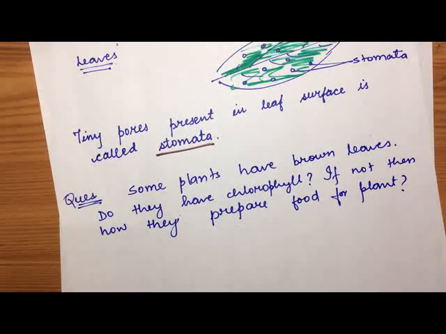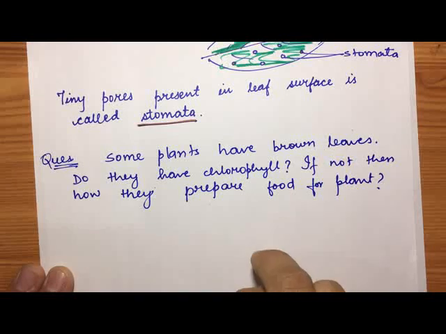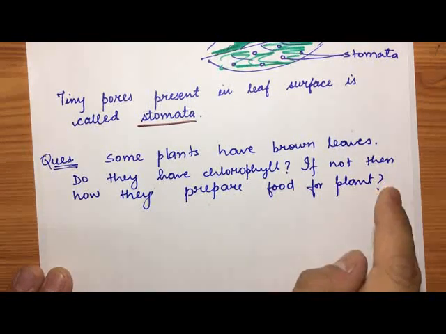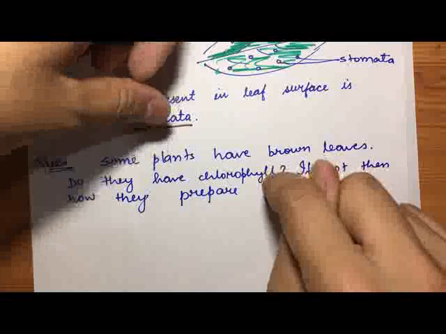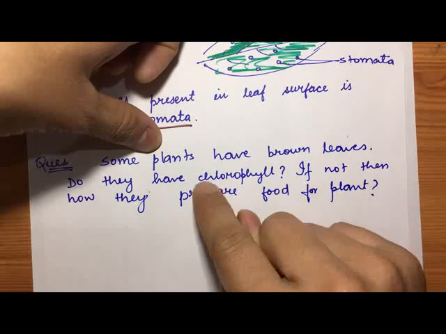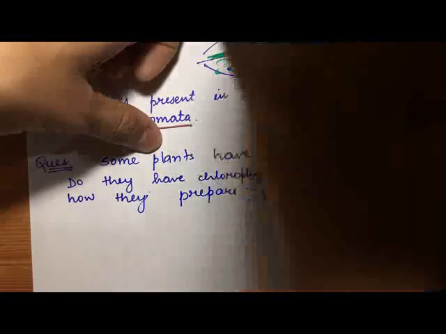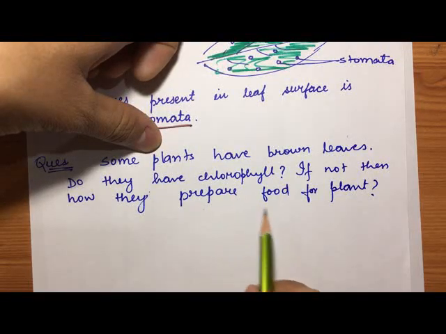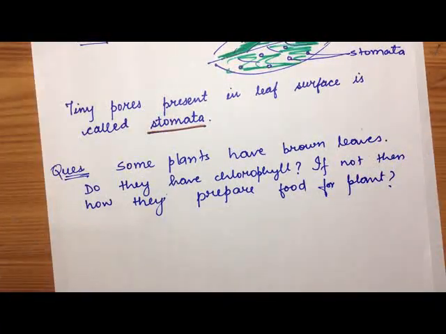So at the end of the previous class I asked you one question: some plants have brown leaves. Do they have chlorophyll? If not, then how do they prepare food for the plant? Dear students, actually, although they are brown in color, they have chlorophyll. Those green plants have chlorophyll, so that they can prepare their food. So the correct answer is yes, they have chlorophyll.